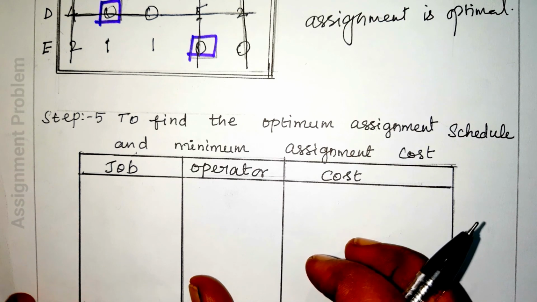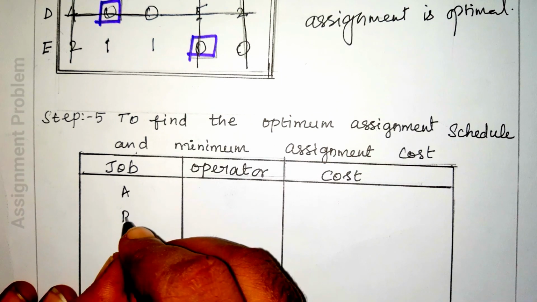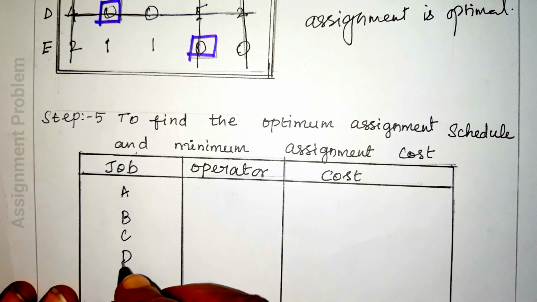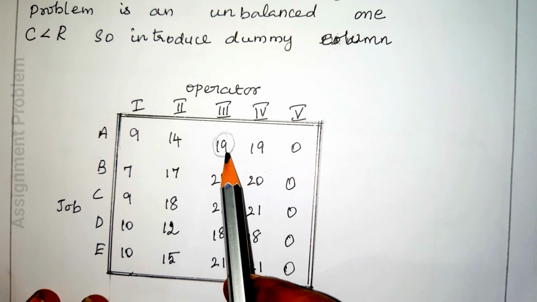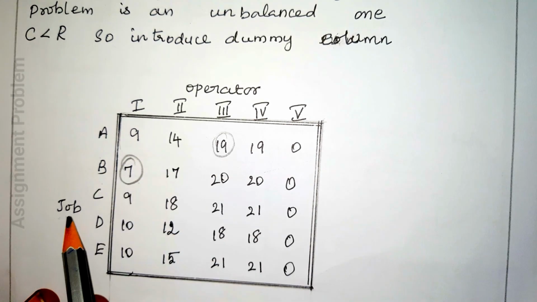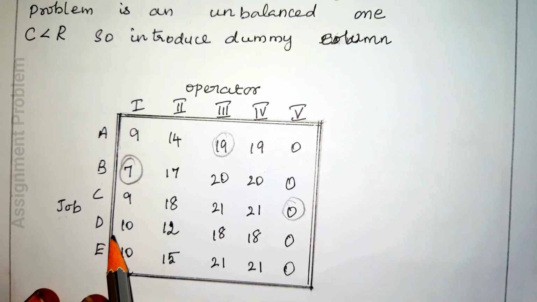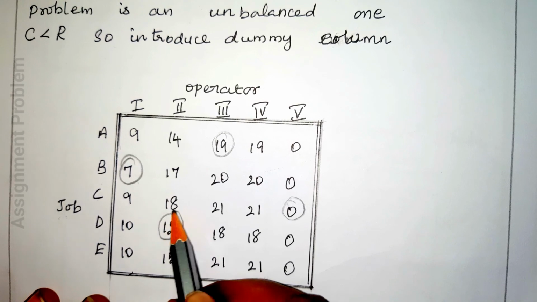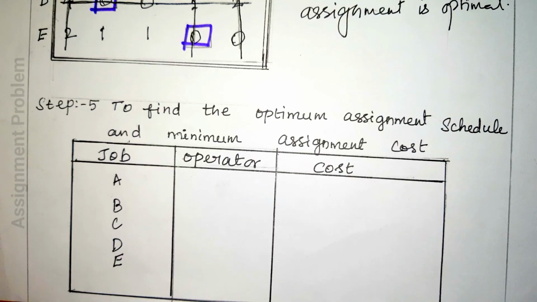Here we have 5 jobs. The jobs are A, B, C, D, E. Job A assigned to operator 3. Job B assigned to operator 1. Job C assigned to operator 5. Job D assigned to operator 2. And job E assigned to operator 4. Let me write all the values.